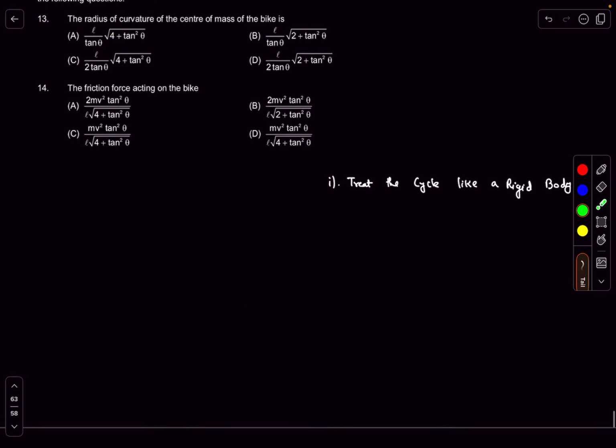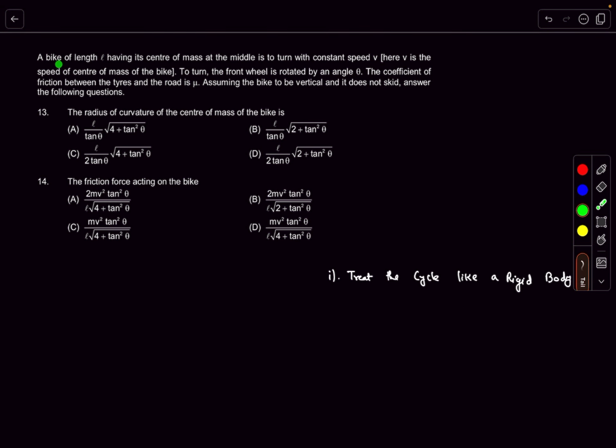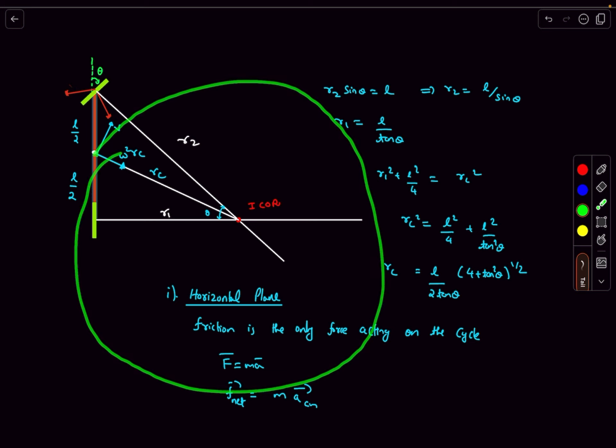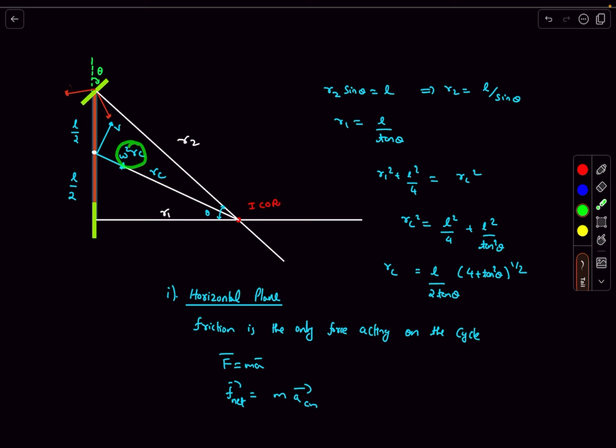If you observe in the question, it was given that the center was moving with a constant speed of v. Obviously v is going to be perpendicular to the radius, so v is in this direction. Now, v is a constant, so there is no alpha for the circular motion. So the only acceleration is going to be centripetal, which I can write as omega square RC towards the ICOR. Why? Because the center of mass is moving in a circle of radius RC. So its centripetal acceleration is omega square RC.